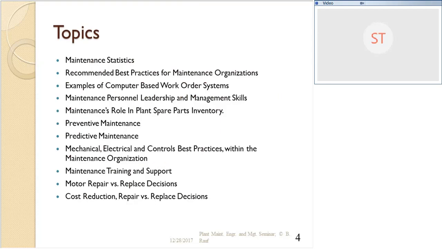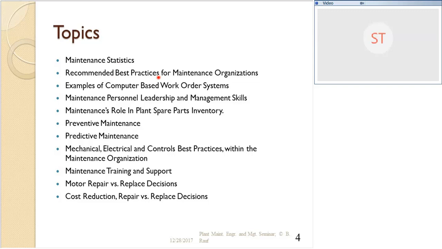Within maintenance, engineering, and management, these are the topics we're going to talk about. We're going to talk about maintenance statistics. We're going to talk about recommended best practices for maintenance organizations. These best practices are lessons learned out in the field, through real operation and actual immersion in these functions.